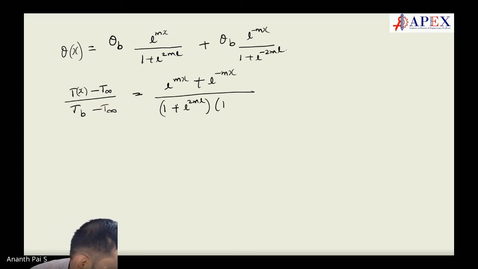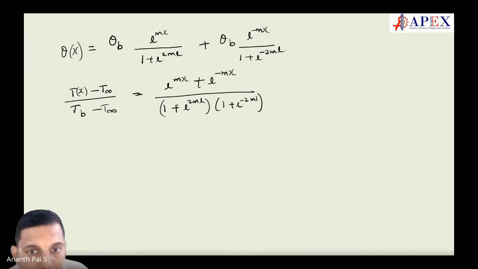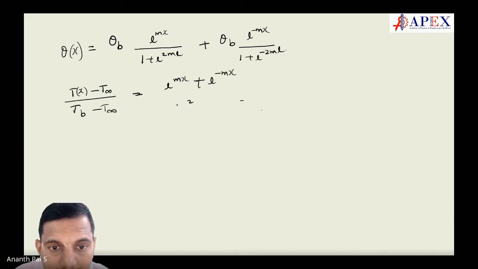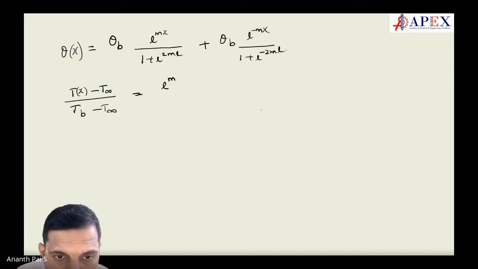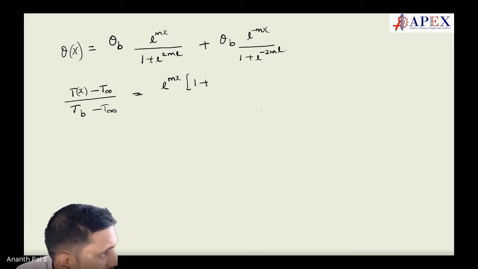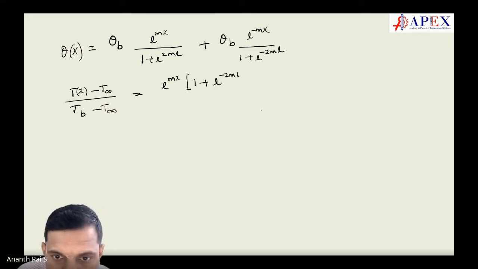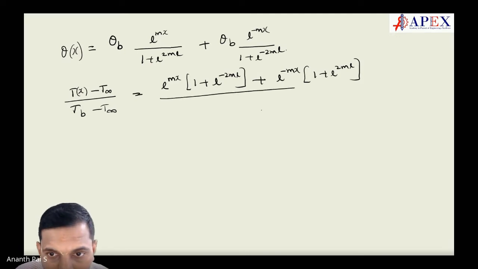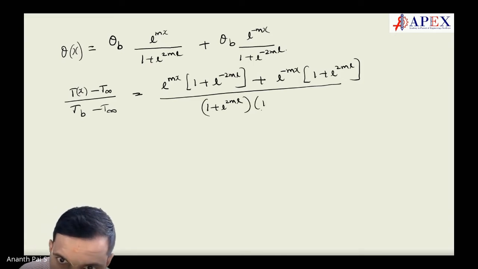Have I made a mistake here? No. 1 plus e power minus 2 ml. Correct or wrong? No, it's wrong. So we have to do it like this. You have to write e power mx into 1 plus e power minus 2 ml plus e power minus mx into 1 plus e power 2 ml divided by 1 plus e power 2 ml into 1 plus e power minus 2 ml. Correct?